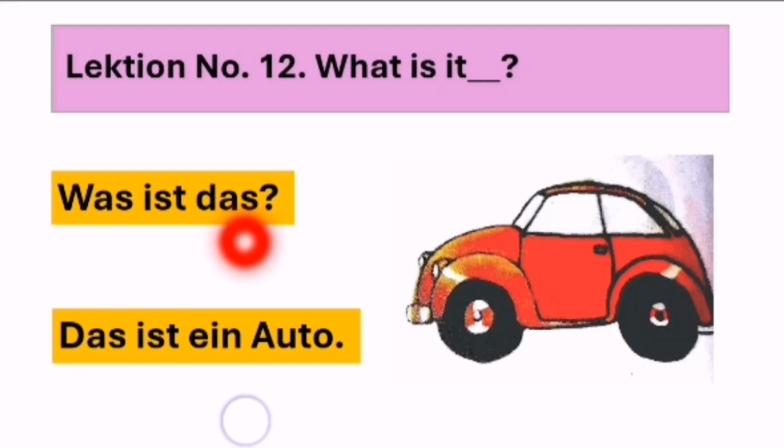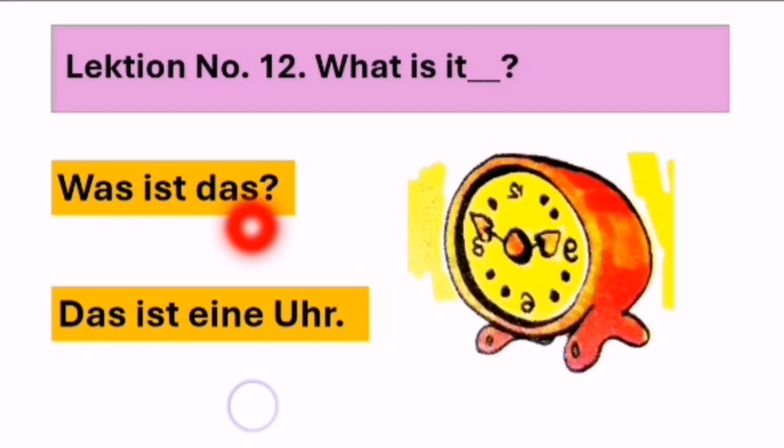Was ist das? What is it? Das ist ein Auto. This is a car. Was ist das? What is it? Das ist eine Uhr. This is a clock. Was ist das? Das ist eine Uhr.